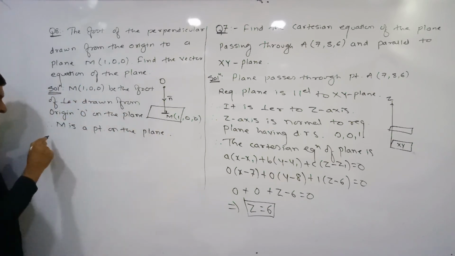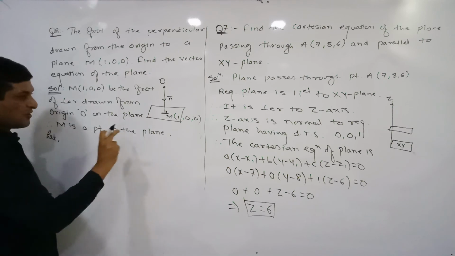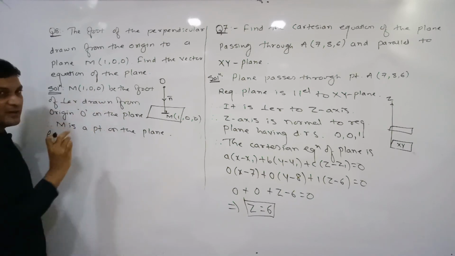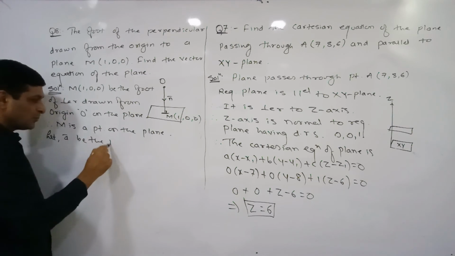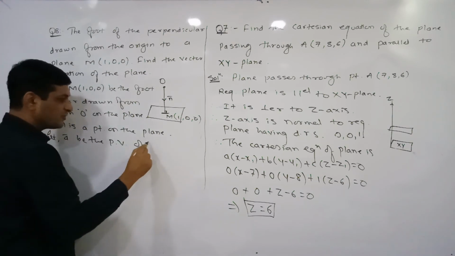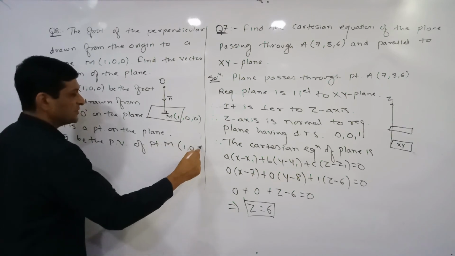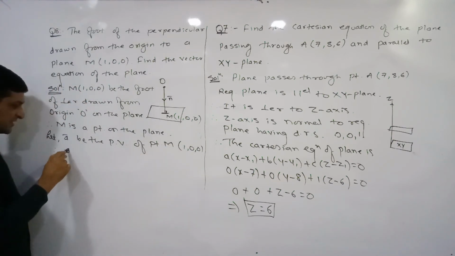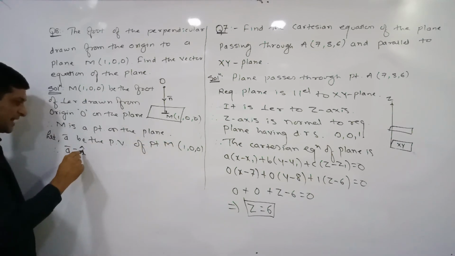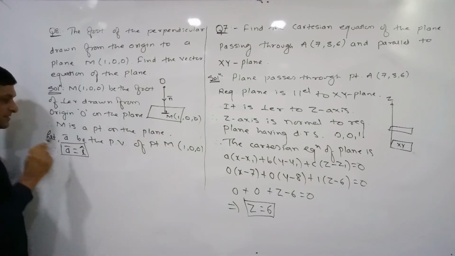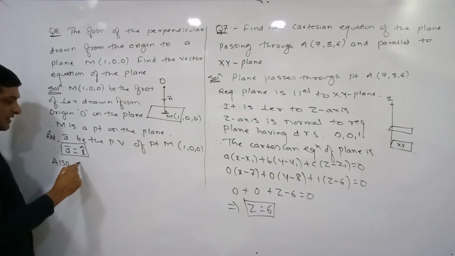Now I am denoting its position vector by a bar, because in our formula the position vector of a point on the plane is denoted by a bar. So let a bar be the position vector of point M having coordinates 1, 0, 0. So we can say that the value of a bar from this coordinate will be equal to i cap.